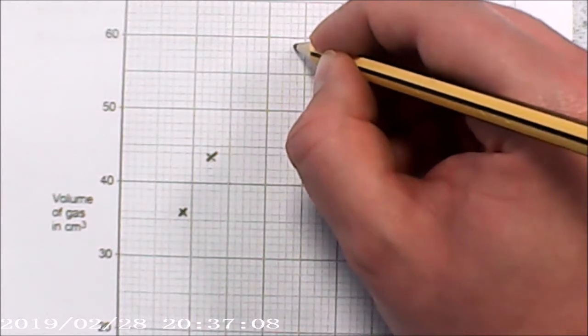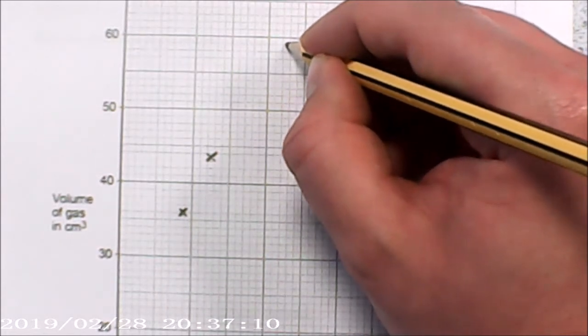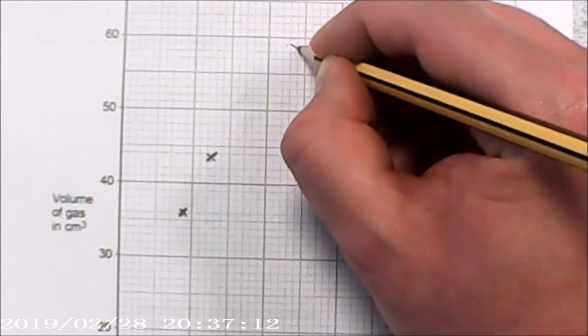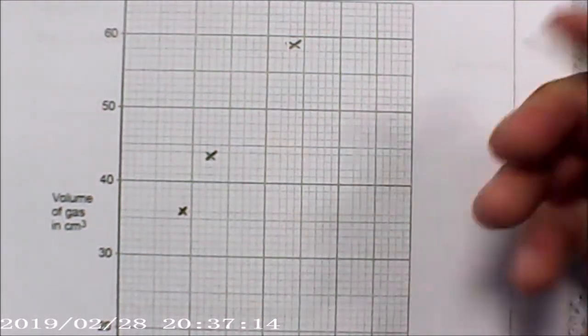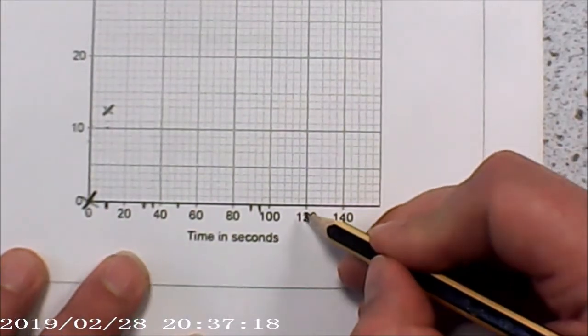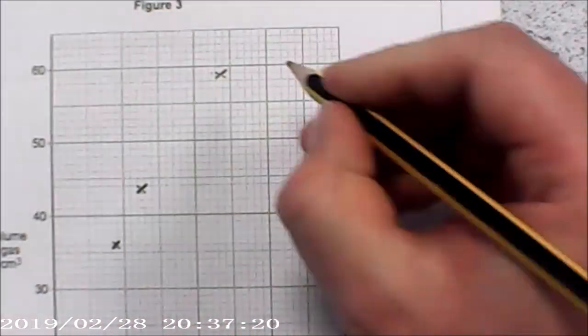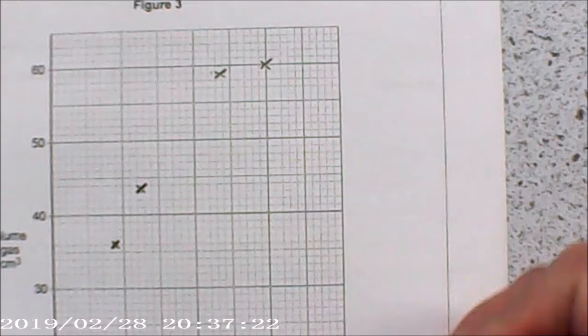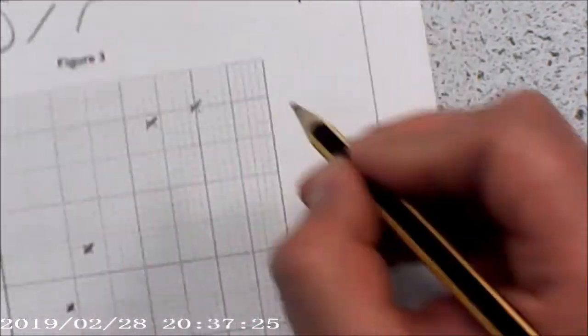That's 60, so it must be here. So about halfway between that will be there. Next one, 120 and 60. So that's a nice easy one because we've got 120, and then that's going to go to 60. And then we've got 140 and 60 again.